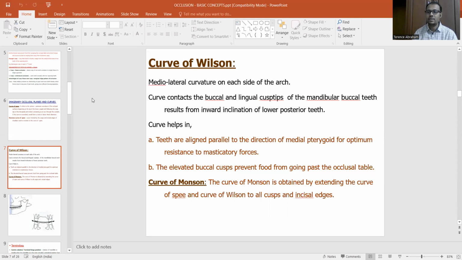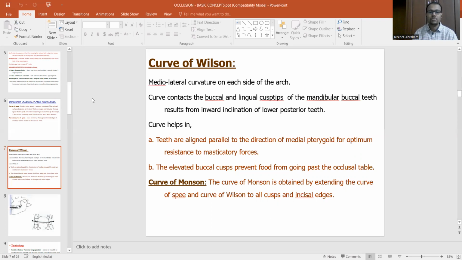The main advantage of this curve of Wilson is that the teeth are aligned parallel to the direction of the medial pterygoid. So it can produce optimal resistance to the masticatory forces. The elevated buccal cusp prevents the food from escaping from the occlusal table during mastication.